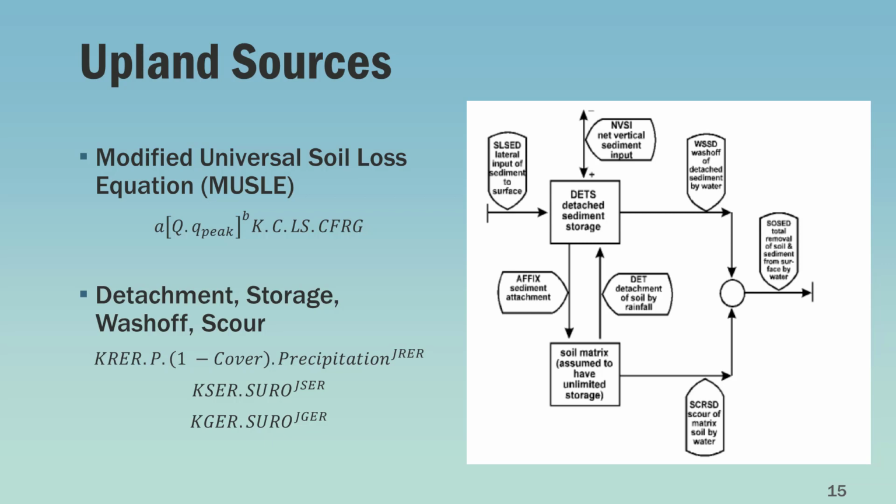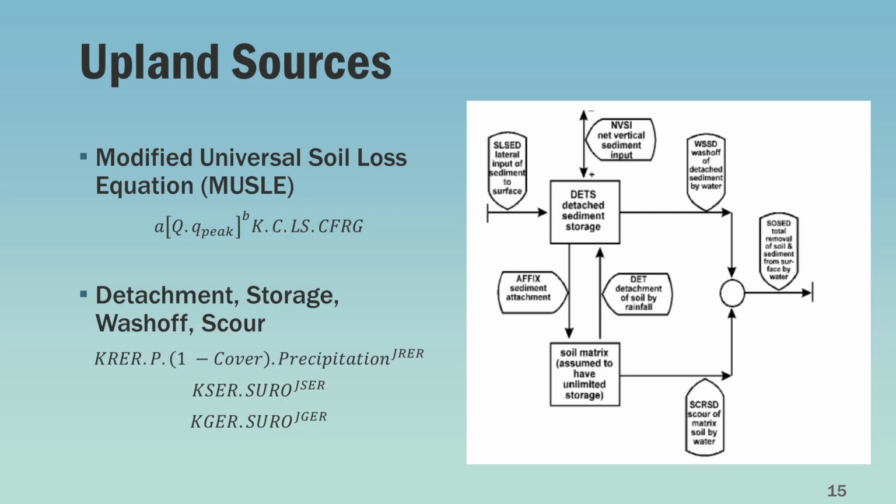The figure on the right, or the schematic, shows the upland sediment processes simulated by the HSPF model. The model simulates sheet and rill erosion and gully erosion. Sheet and rill erosion is a function of KRER, which is a function of the K factor and the LS factor, cover, the P factor or the support factor, and the precipitation, along with an exponent which is user defined, which is JRER, and it generally varies between 1.81 to 2 based on all the studies that are out there.